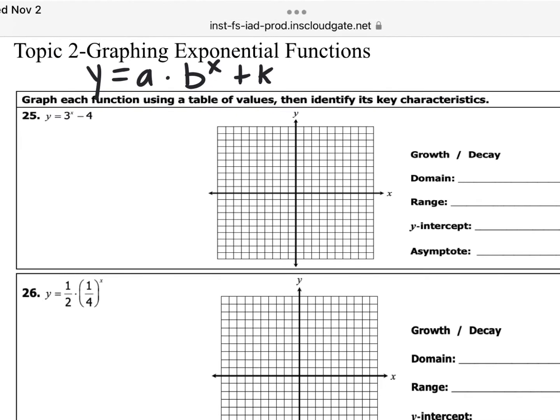Okay, so there is the equation. Remember, if b is greater than 1, it's growth. And if it's a fraction less than 1, it's decay. K is the value of the range and the asymptote. Remember, range is always y is greater than, asymptote is always y equals. And the domain is all real numbers. The y-intercept you have to find in the table. And we're going to use the same 5 values every time.